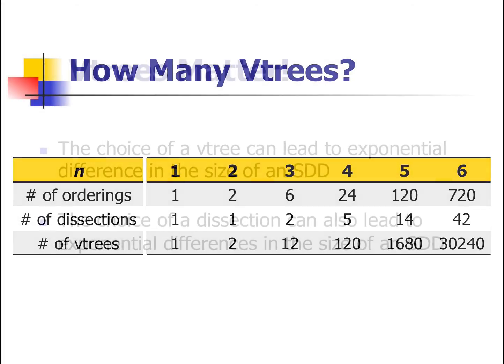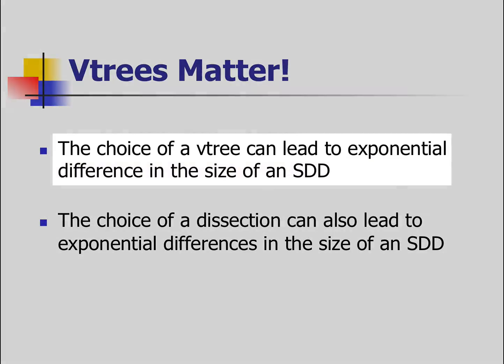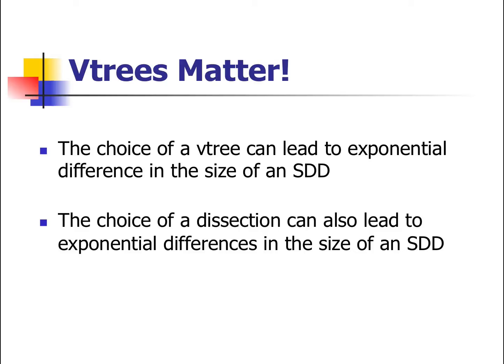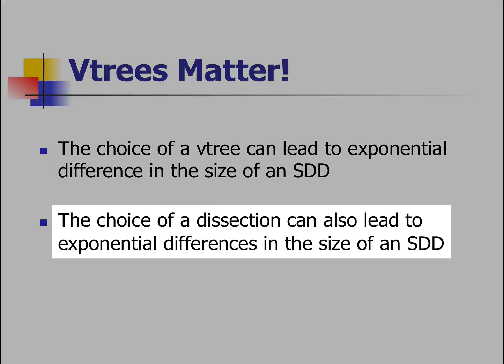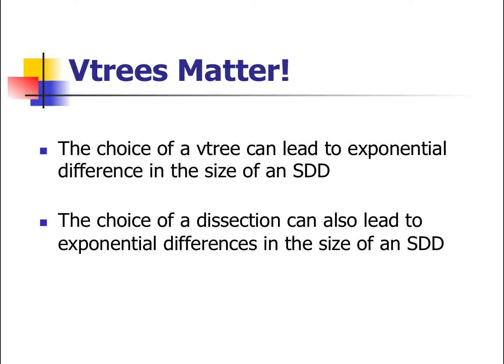Now, once more, a reminder that the choice of a Vtree can lead to an exponential difference in the size of an SDD. In fact, moreover, the choice of a dissection can lead to an exponential difference in the size of an SDD. That is, for the same particular variable order, one dissection may lead to an SDD of linear size, and another dissection may lead to an SDD of exponential size. Once more, this is to emphasize the importance of finding a good Vtree when we're doing bottom-up compilation. All right, so how are we going to do this?